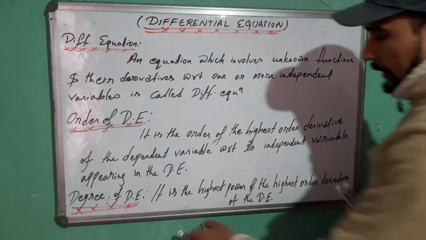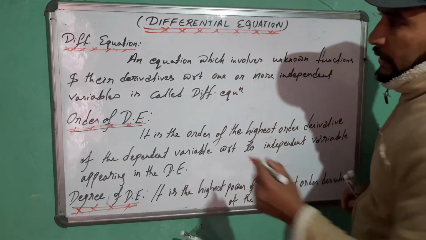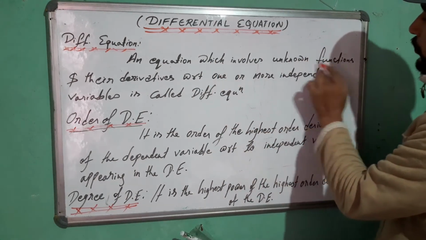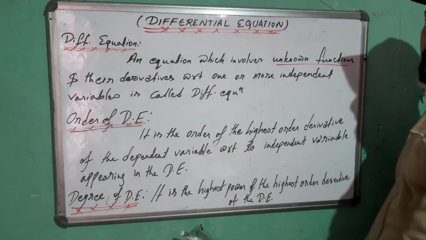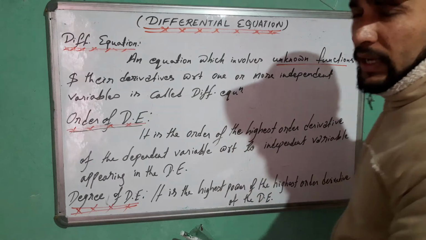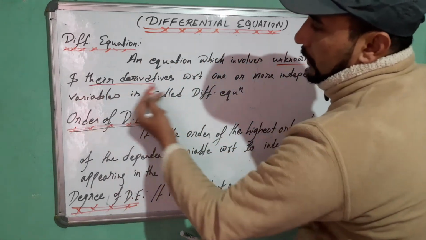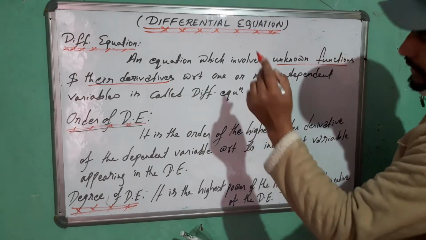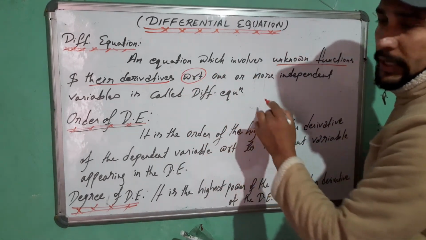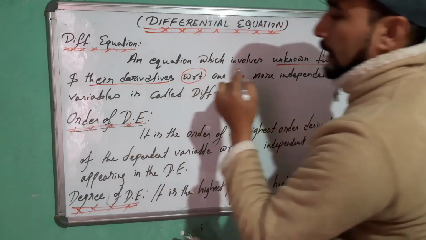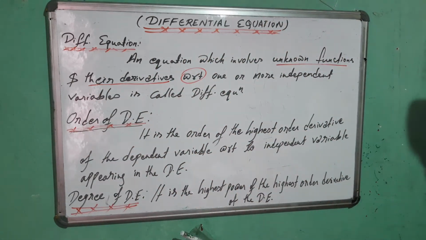First of all, you should know the definition of differential equation. An equation which involves unknown functions. Unknown functions means x and y, or u, v, w, whatever you can consider, and their derivatives. It should contain their derivatives with respect to one or more independent variable, and it is called a differential equation.